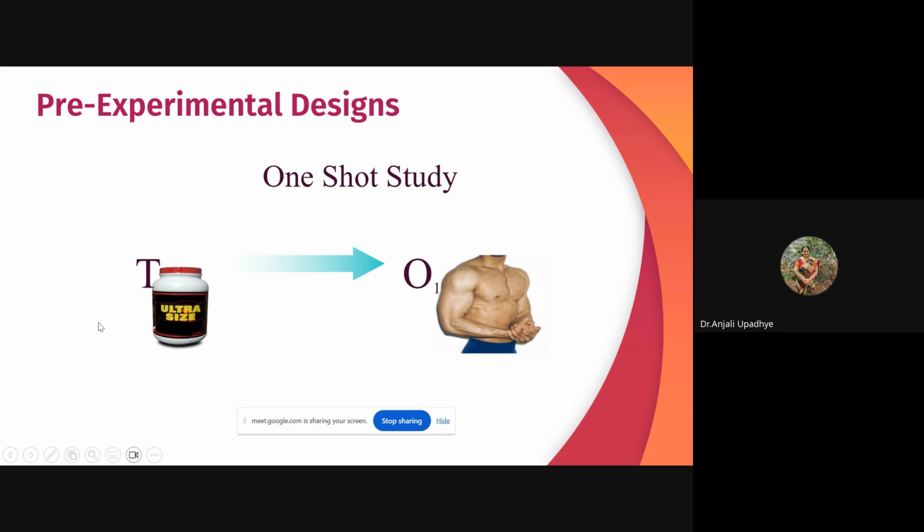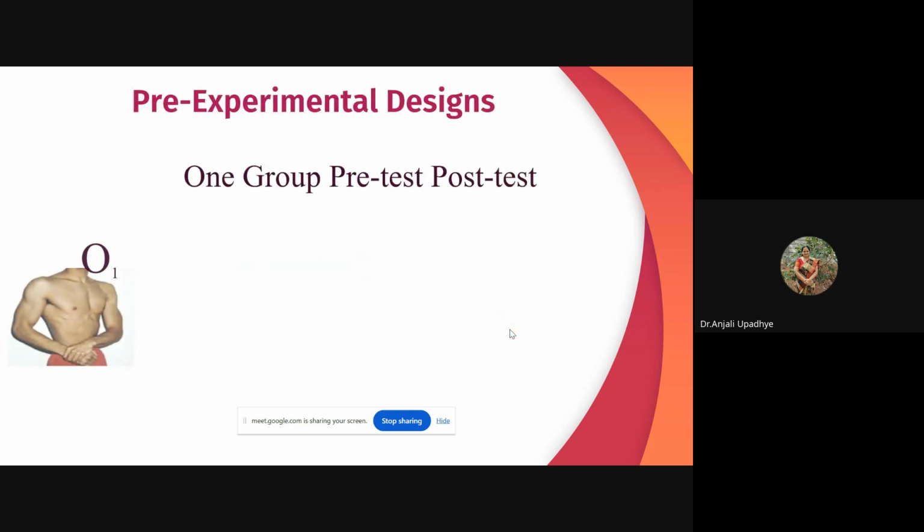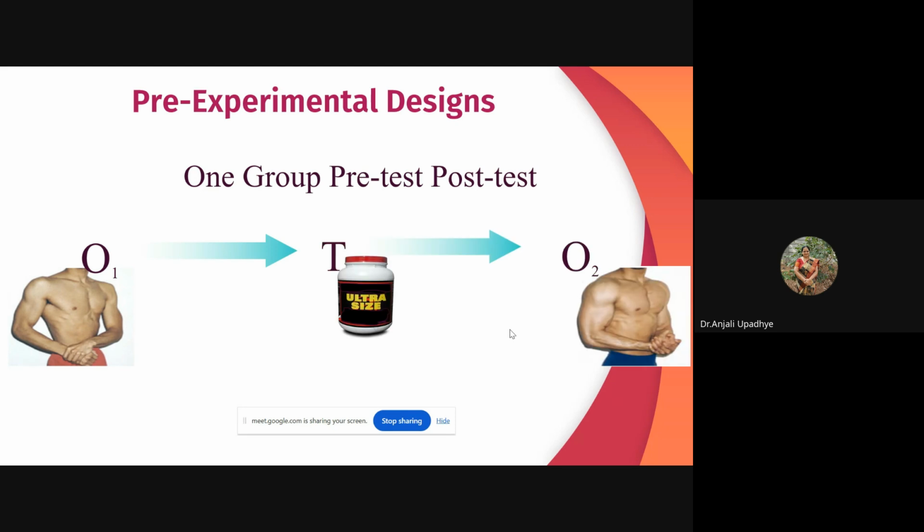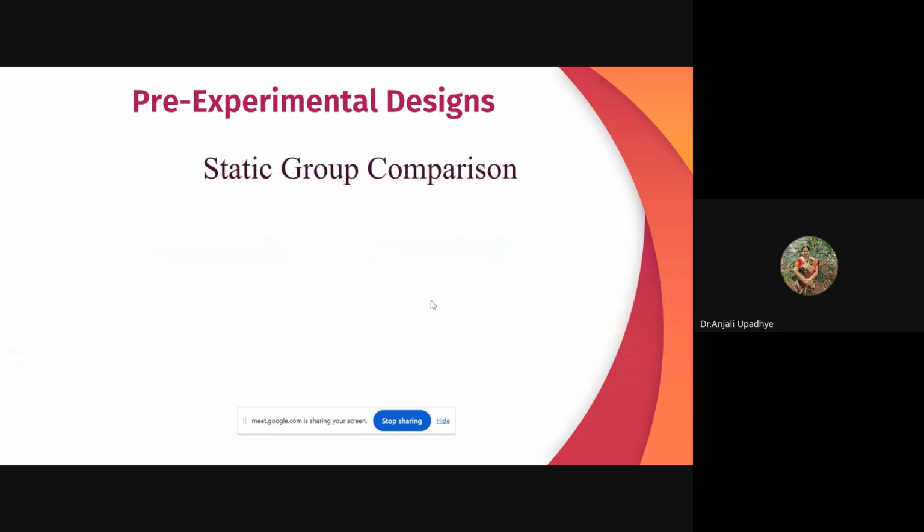We are not calculating the before things. Just calculating what will happen if the ultra size is given to this man. Simple study, one short study. Second group, one group pre-test and post-test. Now, this observation is already done with a pre-test. All the vital parameters are taken with the O1. We are giving them the ultra size and again checking the parameters. What is the efficacy of the ultra size? This is a pre-test and post-test observation.